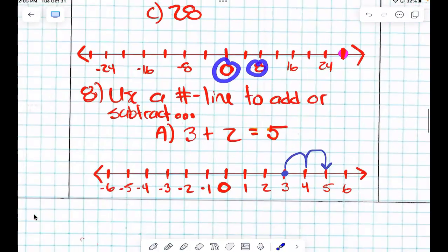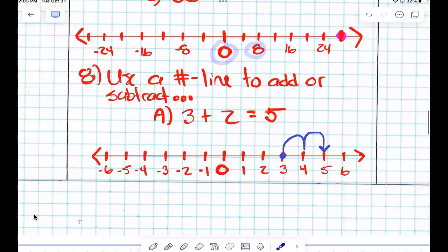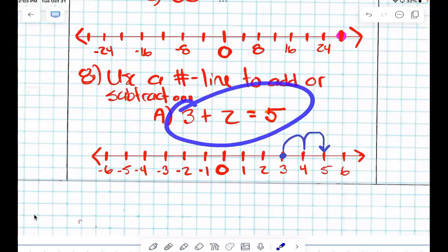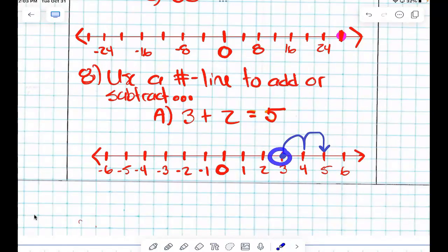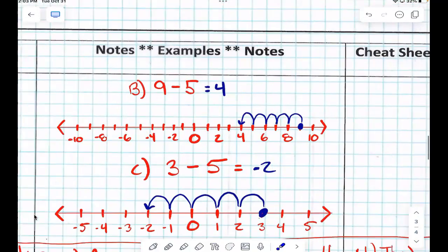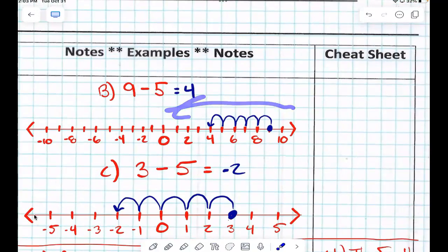Can you use a number line to add or subtract? Yes. So 3 plus 2 is 5, yeah? So if this is 3, how did I get to 5? 2 bunny hops got us to 5. And when we add, we go which direction on a number line? Right. And when we subtract, it looks like we are going backwards, or left, right? Yeah.